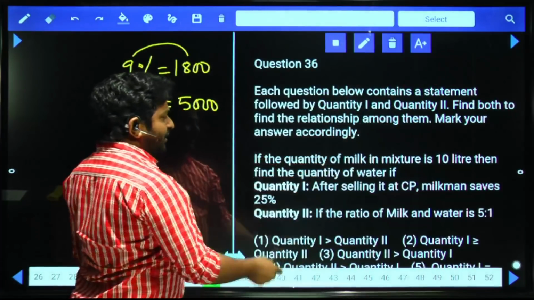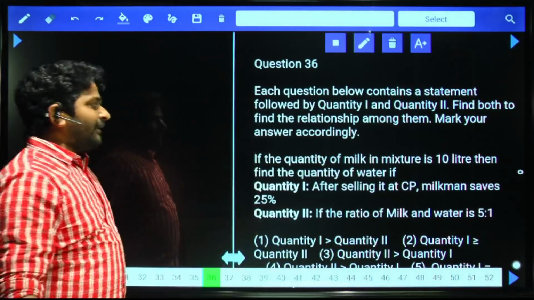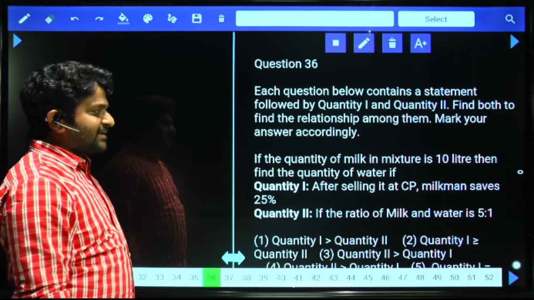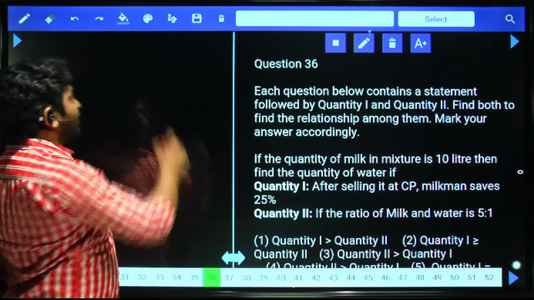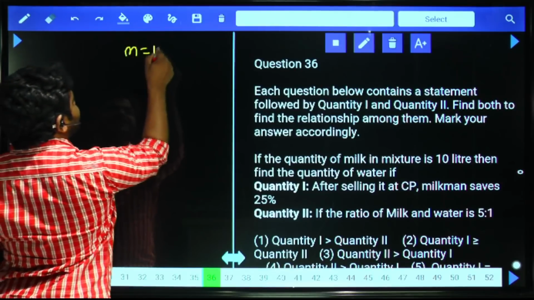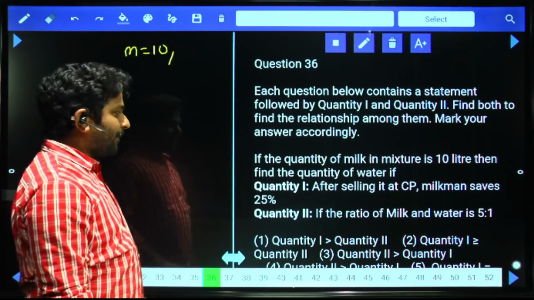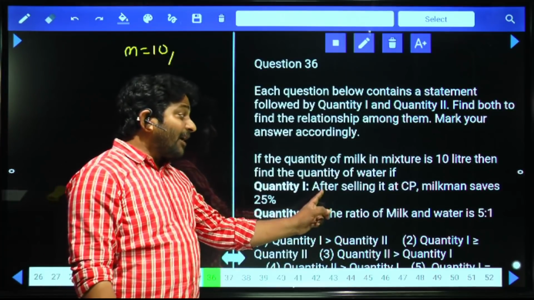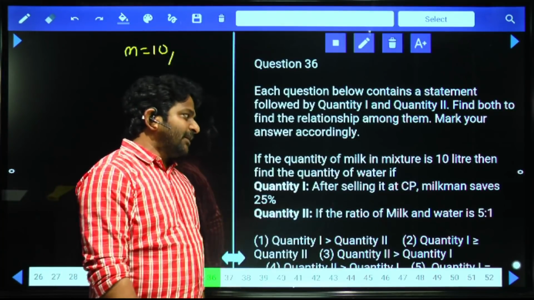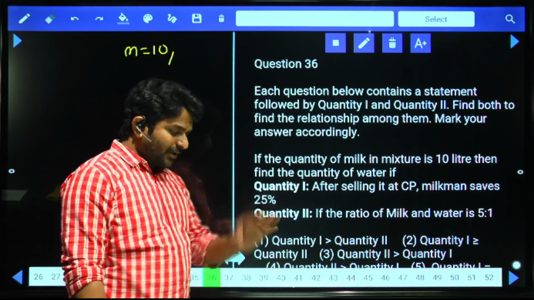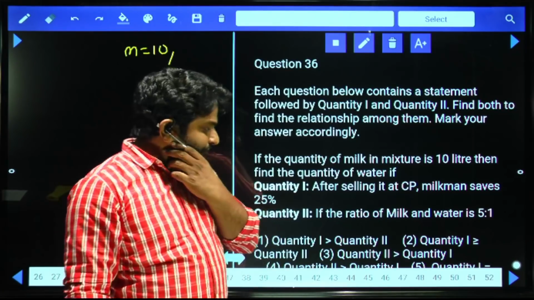Statements Q1 and Q2. Okay, come on. If the quantity of milk in the mixture is 10 liters, then quantity of water is... You already know that milk quantity is 10 liters and you're asked to calculate water quantity. Okay. If after selling it at cost price, milkman saves 25%. Okay, right. This is important point.